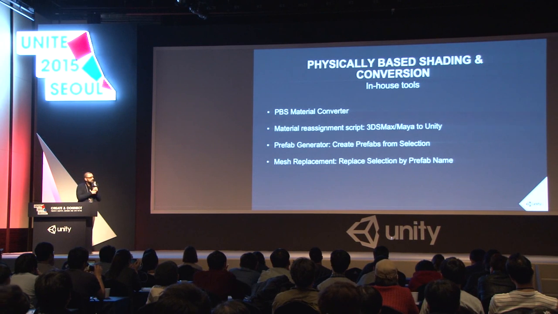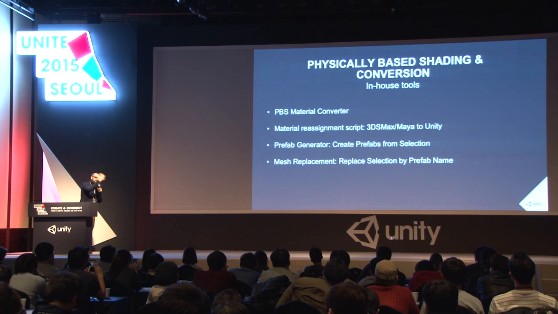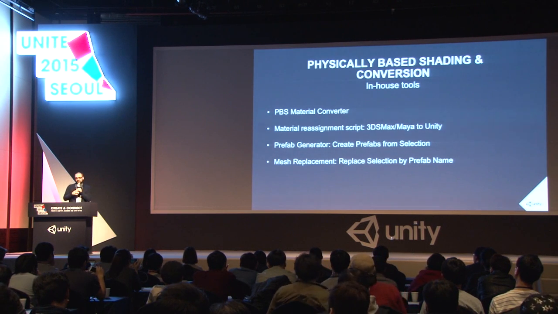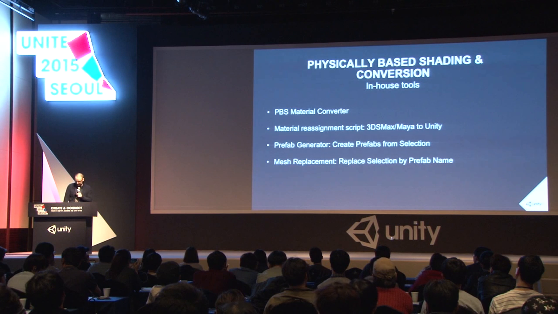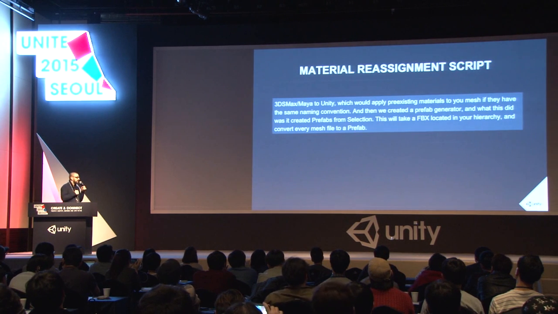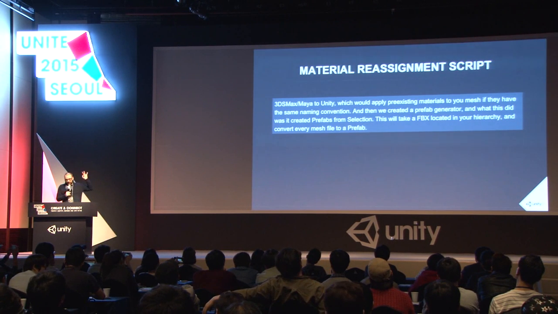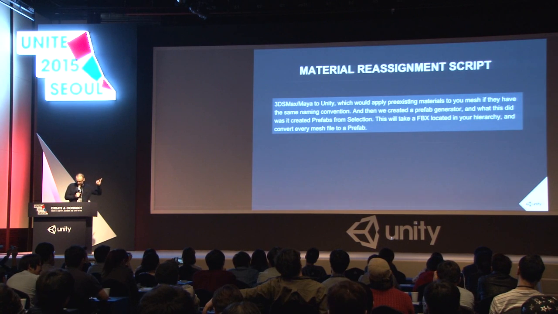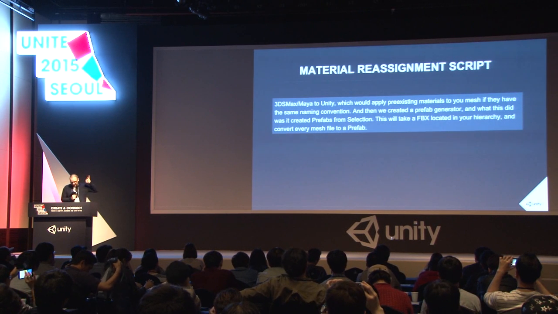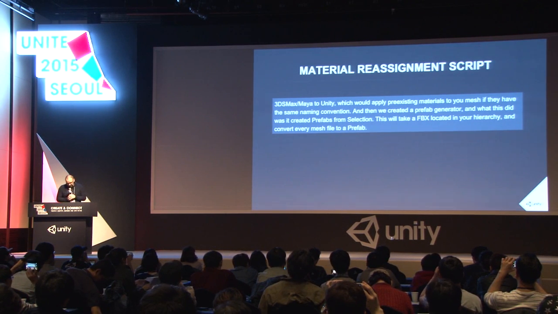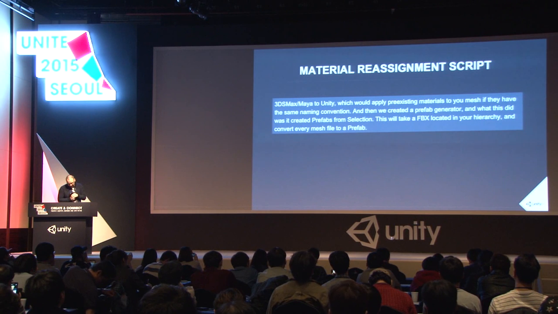So to put it again, kind of simply, because that's a very technical explanation, we had a tool that took the old materials and then would assign the new materials to the correct location in the directory. And this was something that one of our programmers created in a matter of a few days. So let's talk again about the second tool that we created called the Material Assignment Script. So this is for 3ds Max and Maya, and inside of Unity, which would apply pre-existing materials to your mesh if they don't have the same naming conventions.